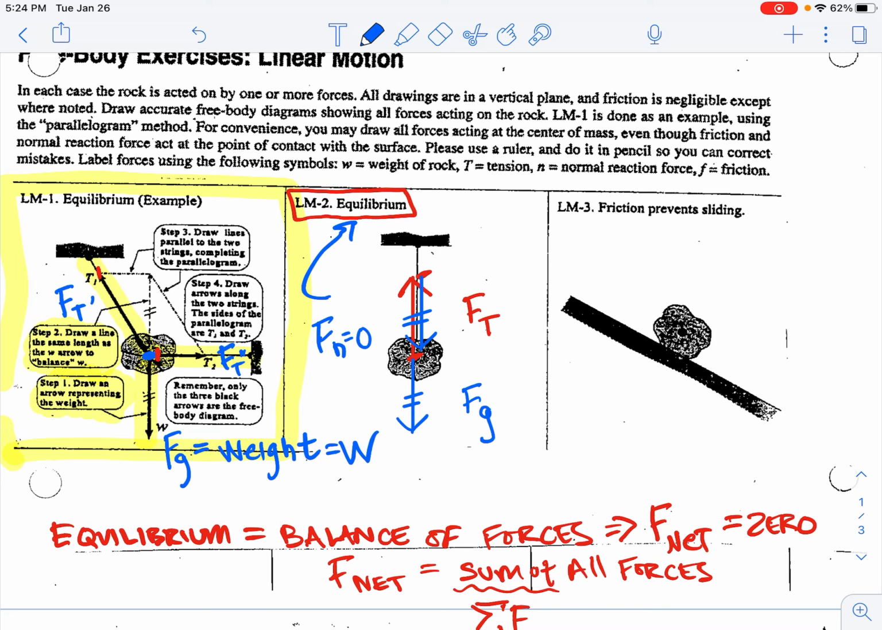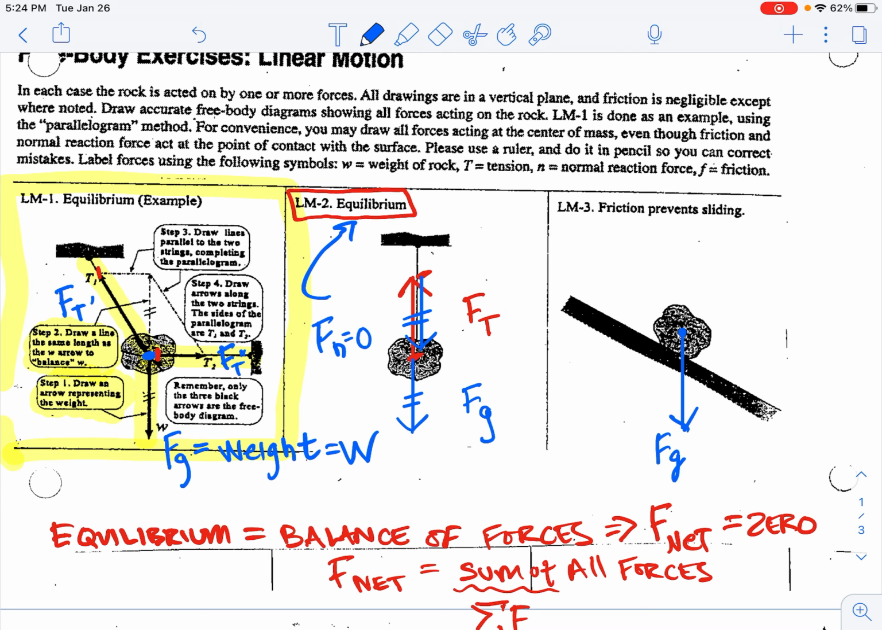Okay? Now, in this one, there's a lot more that's going on. Okay? So let's start off with the gravity. We know that gravity is going to act on the center of mass, and gravity acts straight down towards the center of the Earth. So there's my gravity force vector, and I can label that Fg.